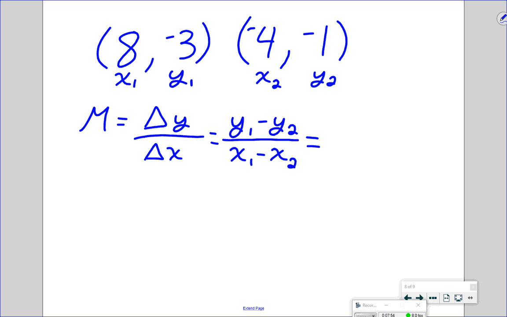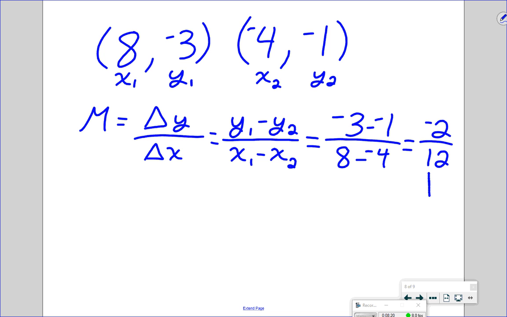And then I just use the formula, subtract the y's. So starting with -3 minus -1, and subtract the x's. So 8 minus the other x, -4. So -3 minus -1 is the same as -3 plus 1. Again, I get -2. 8 minus -4 is like 8 plus 4, so that gives me 12. And I can simplify that. -2 over 12 simplifies to -1/6. So that's my slope. My slope is -1/6.